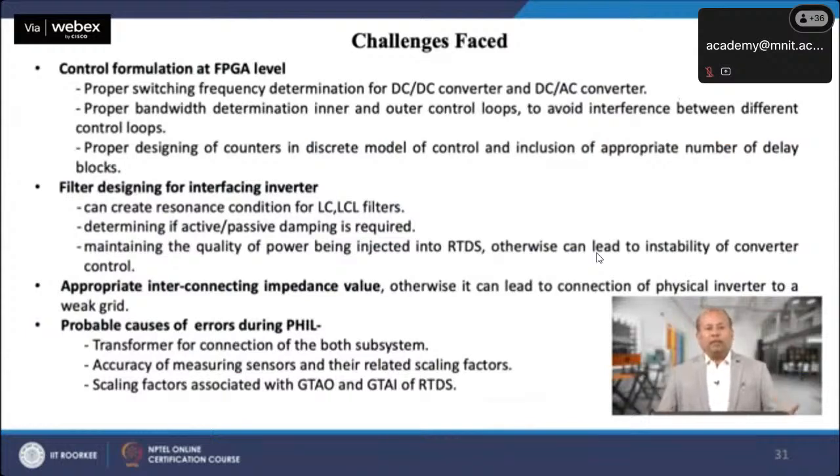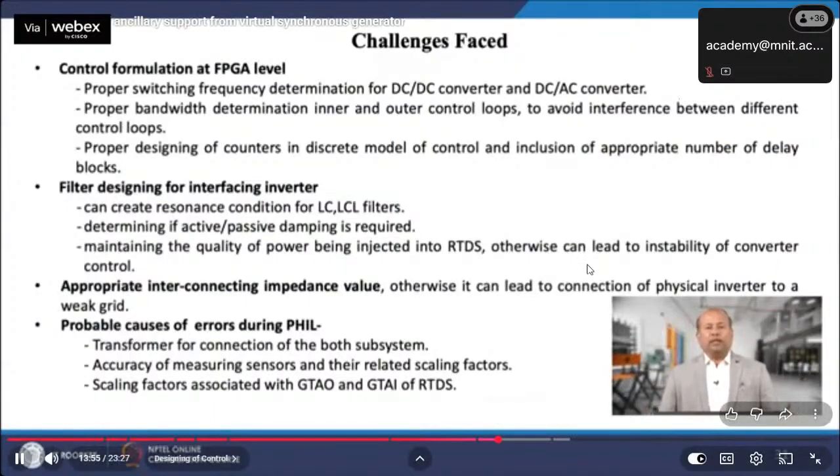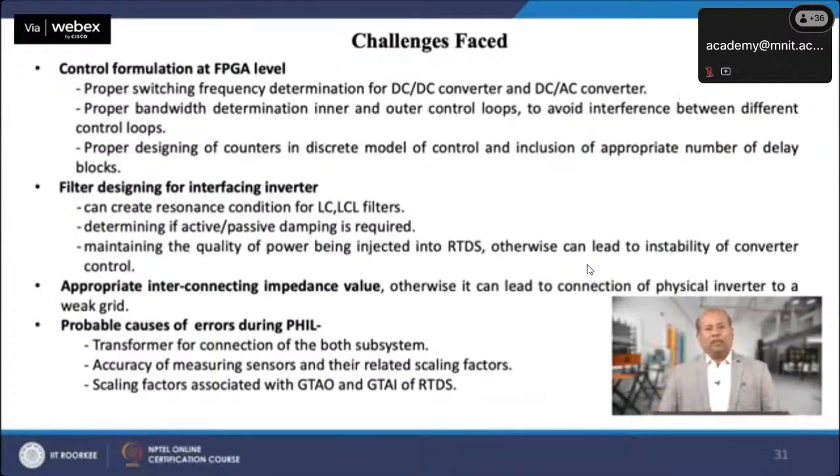Also, interference between inner and outer control loops should be avoided by appropriate bandwidth determination. It maintains the accuracy of the control strategy. Further, proper knowledge of designing counters and the desired number of delay blocks is required. The VSG is interfaced to the power amplifier through filters in order to maintain power quality. THD needs to be maintained below 5% while feeding power into the power amplifier.